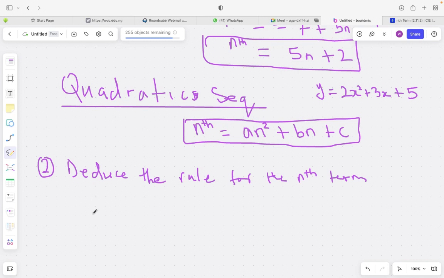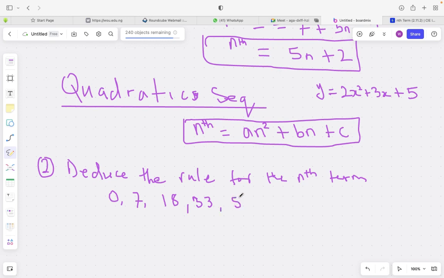So for the sequence, the first one is 0, then 7, then 18, then 33, and then the next one 52. Okay, this is the sequence.